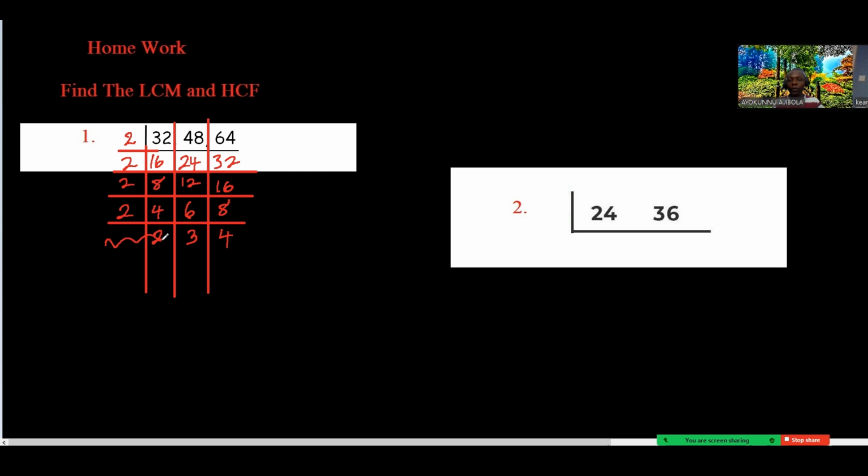Now, no single number can divide all of them again, okay? Otherwise, if any number will divide, it will divide only this and this, it will not divide this. Is that clear? So at that spot, I already arrived at my HCF. HCF of this equals 2 in 4 places. That is 2 raised to the power 4, okay?